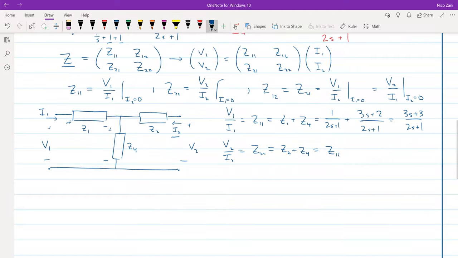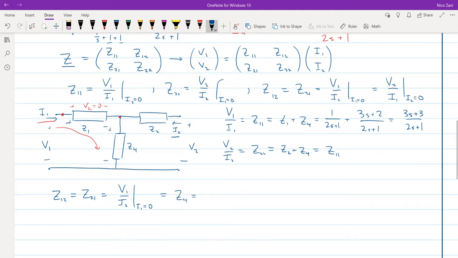Okay, lastly, we have our cross parameters, which is Z12 and Z21. And this is equal to V1 over I2 when I1 equals 0. So if we set I1 here equal to 0, there's no current that flows this way, right? Which means that there's no voltage drop. So the voltage drop across here, VZ1, is 0 in this particular case. So what that means is that this voltage point is the same as this voltage point. So now V1 is just the voltage drop across Z4. And the current going through Z4 is just going to be I2, because I1 is 0. So that means that V1 over I2 must just be Z4.